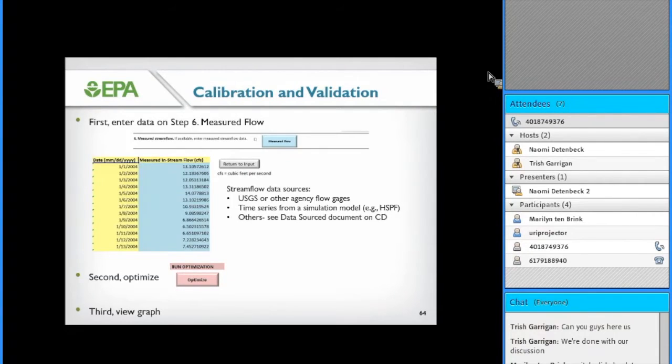And the time series could come from the USGS gauge. It could be a time series from a simulated model where you have basically estimated simulated flows at the location that you're interested in. It can also be other data sources, and we've included some examples in the source document on the CD. One example could be the safe yield estimator for Massachusetts, where it's basically based on regression analysis. So that could be another example for an ungauged stream.